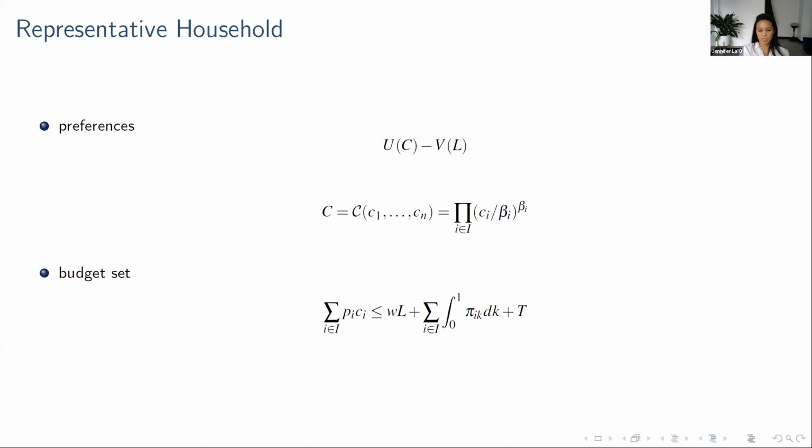The household side is very boring. We just have preferences over consumption and labor. They have some consumption over these different goods, and for now, just think of this as being Cobb-Douglas, where beta_i are these consumption shares. And then finally, this is the budget set of the household. They get some profits from the firms and a lump sum transfer from the government.